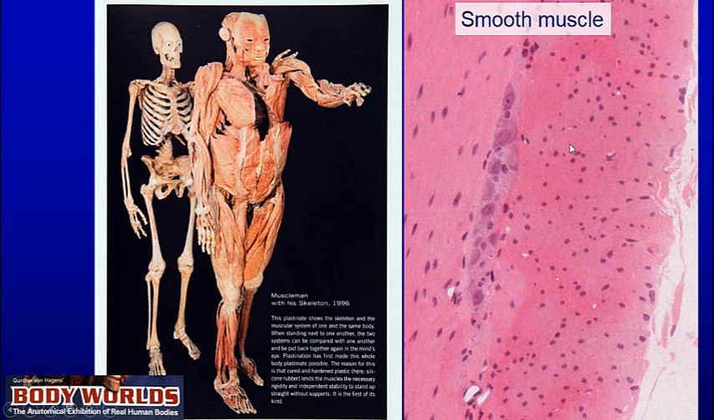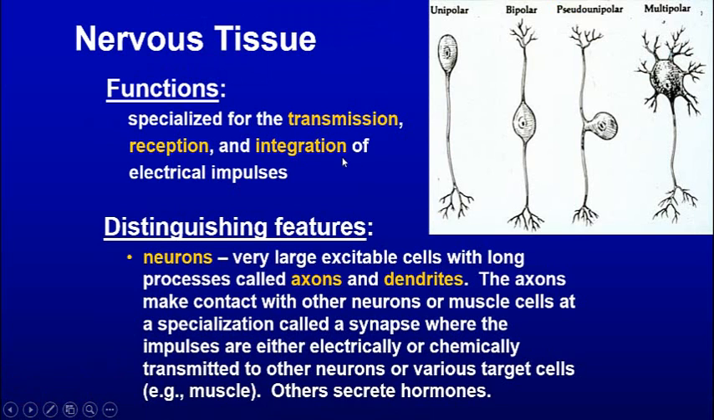So we see muscle in here, and here is nerve. This is nervous tissue that we see in here. And the function of nervous tissue is to transmit, receive, and integrate electrical signals. That's what it does. So neurons are very large excitable cells that possess axons and dendrites. And these could be quite long. Could be a meter length.